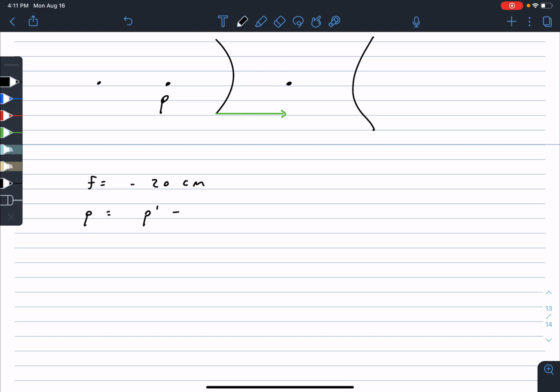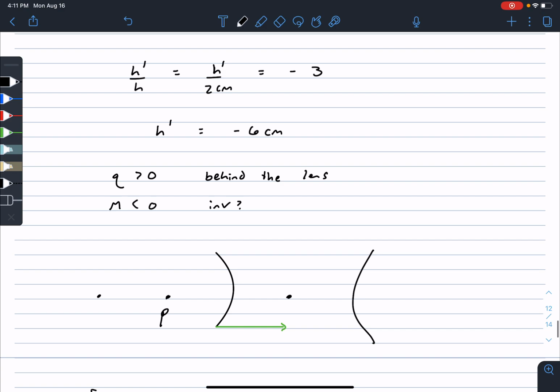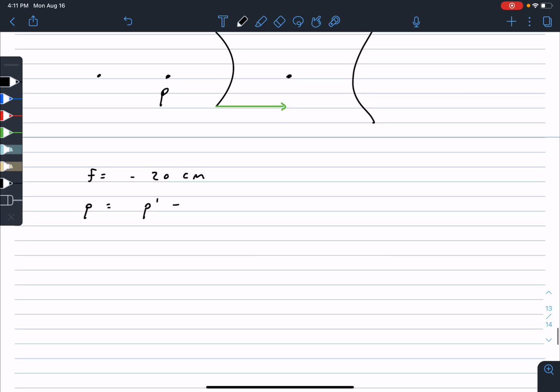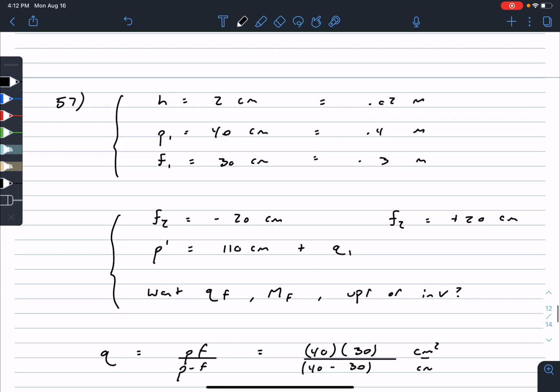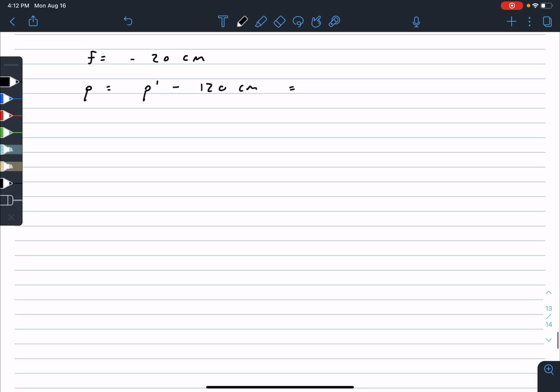So this is going to be minus P prime, minus, what was it? It was 120 centimeters. Where P prime was 110 centimeters. So 110 centimeters minus 120 centimeters is equal to negative 10 centimeters. So that is our object distance for this particular lens. So now we need to find the image distance for this lens using that.